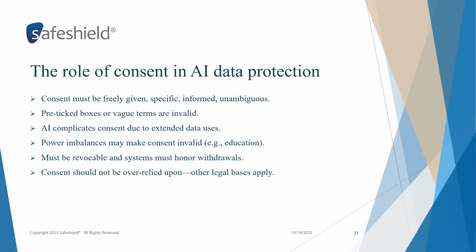Consent is one of the most widely recognized bases for lawful data processing, but in AI systems it is often misunderstood or poorly implemented. For consent to be valid, it must be freely given, specific, informed, and unambiguous. This means users must clearly understand what data will be collected, how it will be used, and for what purpose. Pre-ticked boxes, vague language, or bundled consents do not meet this standard under laws like GDPR.